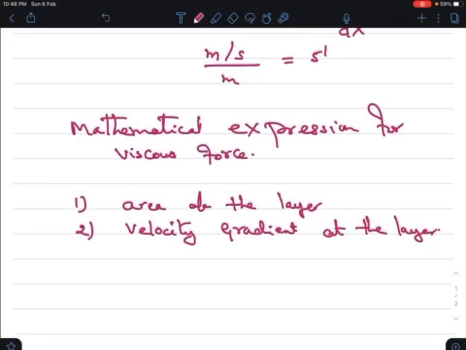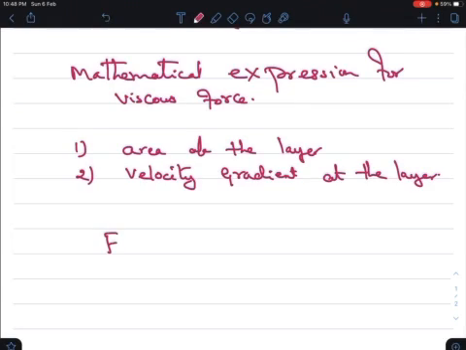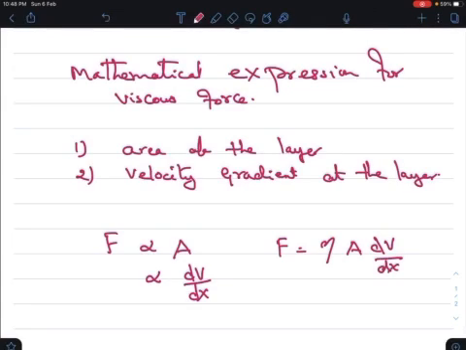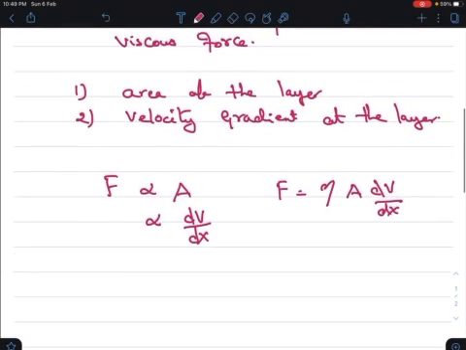So how do we write this? F is proportional to area A and it's also proportional to the velocity gradient dV by dx, or F is equal to some constant eta A into dV by dx. And this eta is called the coefficient of viscosity.